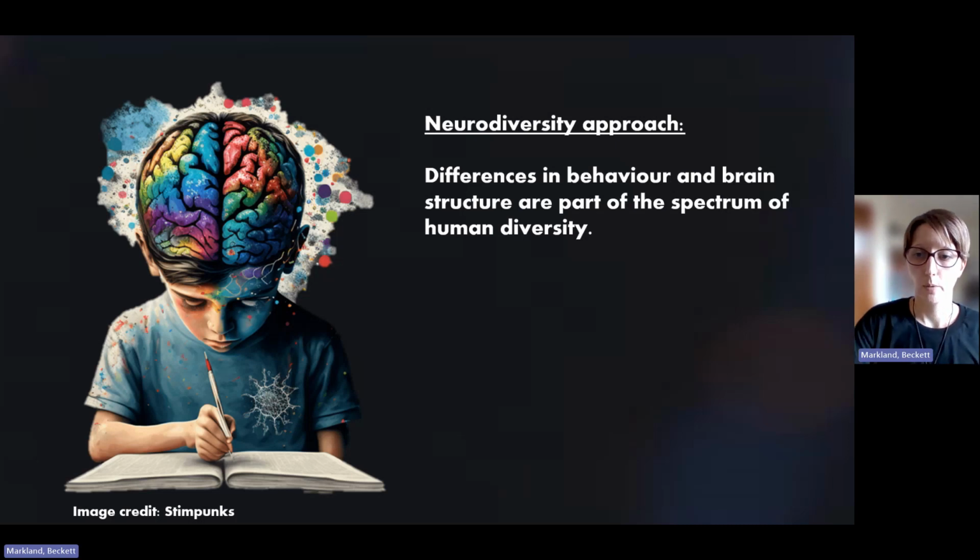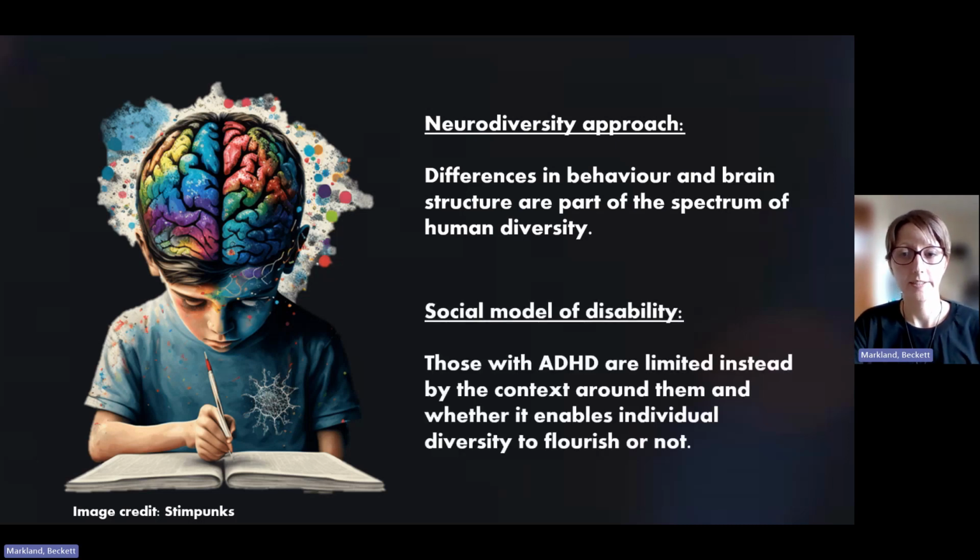And this aligns with what we call the social model of disability, which states that individuals with ADHD don't necessarily have an impairment, but are instead disabled by systemic barriers and societal attitudes held by others. In other words, a person with ADHD is only limited by the context around them and whether it enables individual diversity to flourish or not.